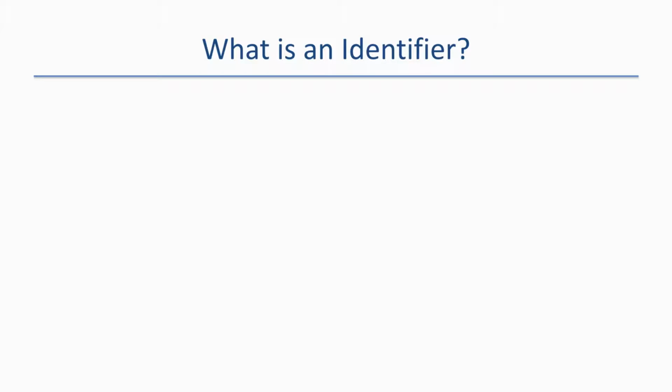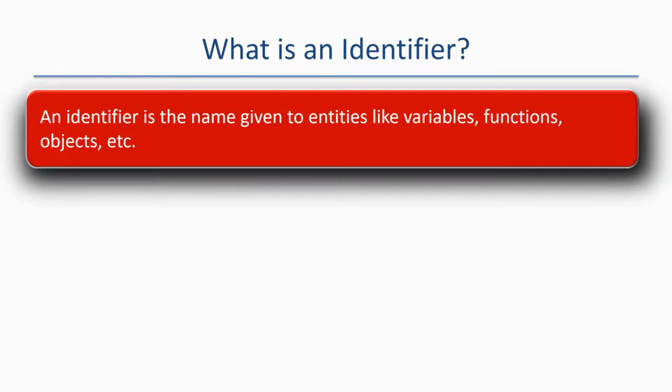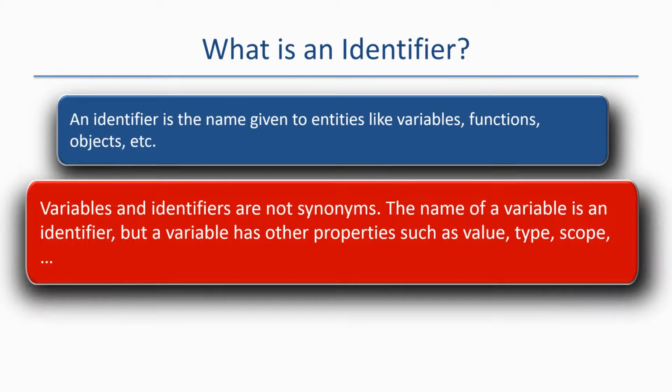So what is an identifier? An identifier is the name given to a variable or other entities such as functions, objects, and so on. I should emphasize again, variables and identifiers are not the same. The name of a variable is an identifier, but a variable has other properties such as value, type, scope, and so on.